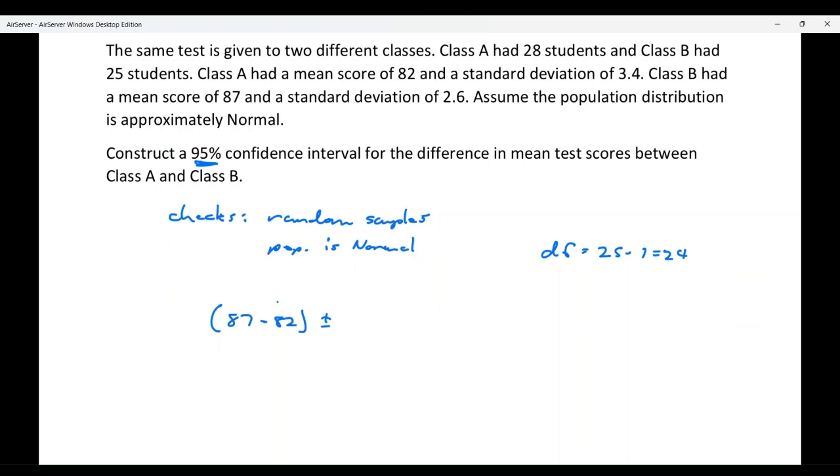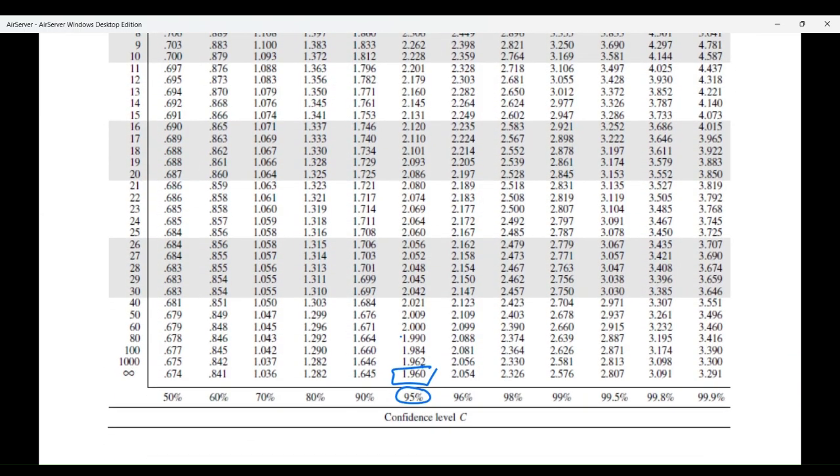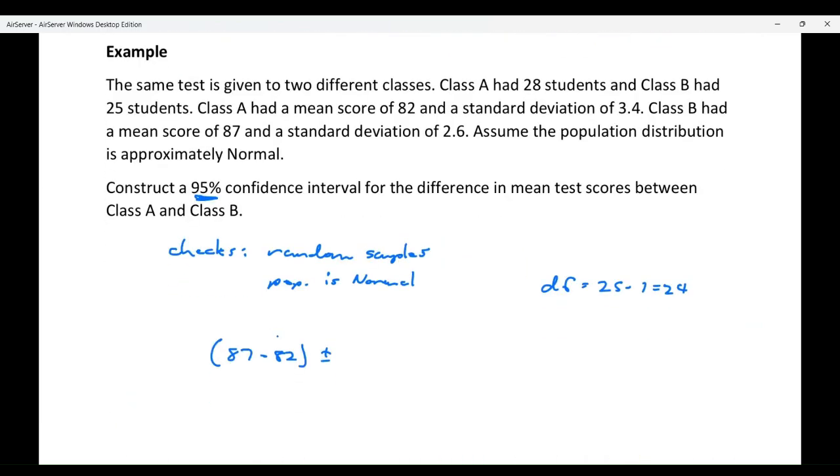If I can get my technology to work for me, here we go. All right, so 95% DF of 24, and we are using 2.064 for our t value. So that's t star. And then times this big old square root, where we have to take the standard deviation of A, square it. Again, that's making it into a variance. Divide by its sample size. Add the standard deviation for B, which was 3.4.